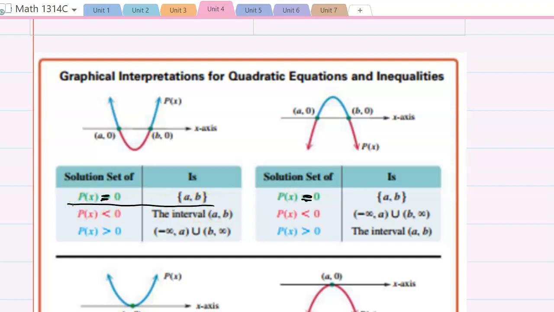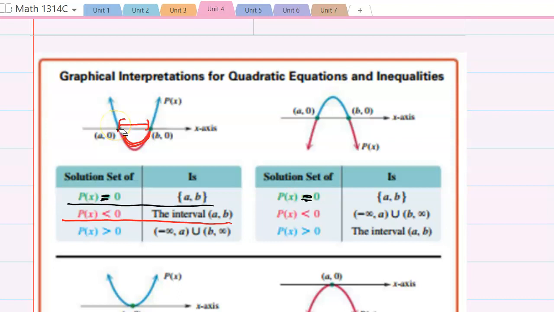If we look at the inequality of the parabola opening up, that of f of x is less than 0, we see that the points of the graph in between the values of a and b are below or less than 0. This means our solution set will be the interval of, in parentheses, a comma b. The x values in which the graph of the quadratic function is below the x-axis.